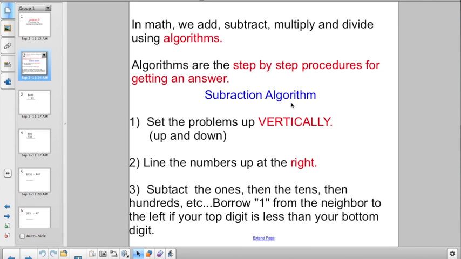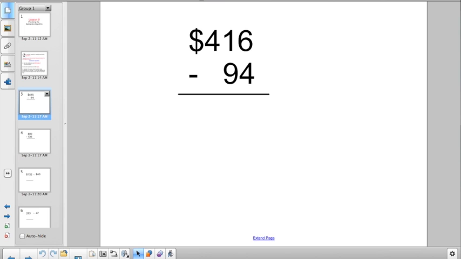So the subtraction algorithm: set the problems up and down vertically. Line the numbers up at the right. First, subtract the ones column, then move over to the tens column, then the hundreds, etc. Borrow one from your neighbor to the left if your top digit is less than the bottom digit you're trying to subtract by. And we're going to be talking about this quite a few times here. So let's jump right into it then, shall we?